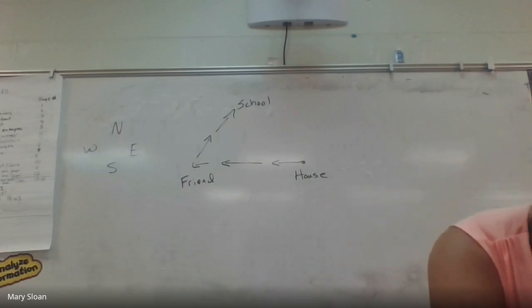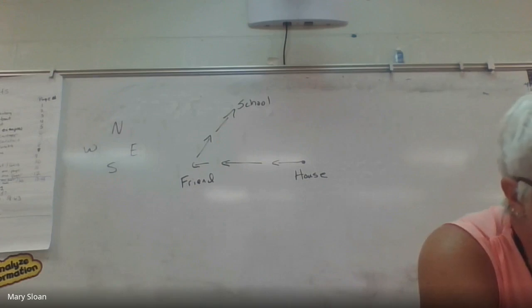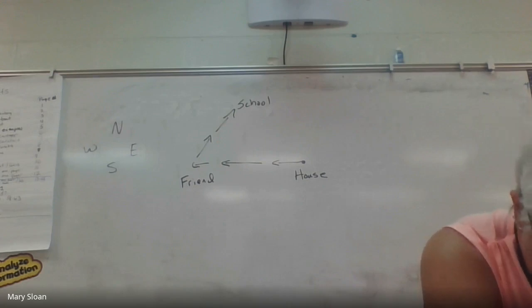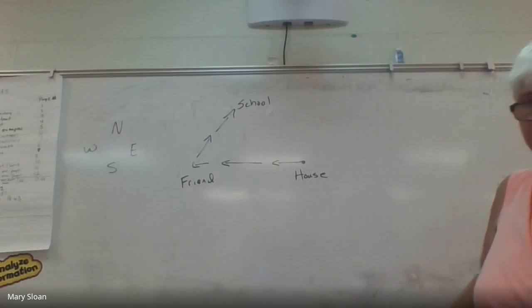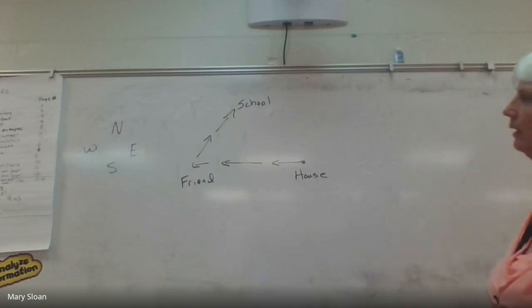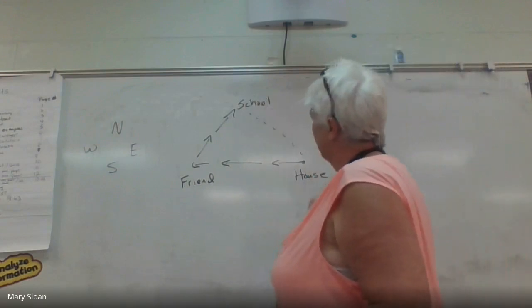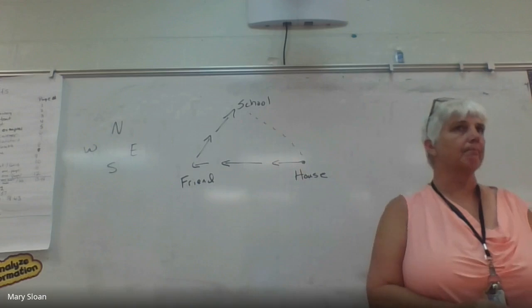So it says graphical method of addition. The student walks from his house to his friend's house and then from his friend's house to the school. The student's resultant displacement can be found by using a ruler and a protractor. And what they've done is they've done a dot from here to there. Correct, everyone?